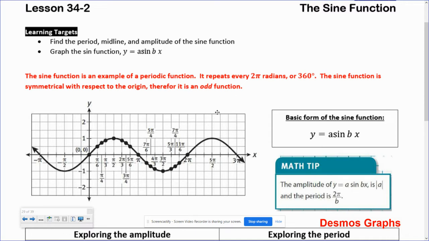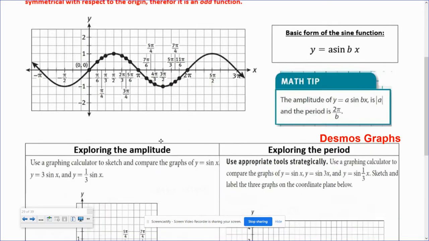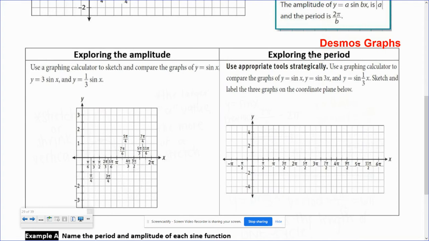We're not going to talk too much about even or odd, but what we do need to know is the basic form for the sine function, where it's y equals a sine of bx. Now remember, a, the number in front, is going to be your amplitude. The amplitude is how high up and down the graph goes. And then to find the period, how long it takes for the function to repeat, we're going to take 2 pi and divide it by the b value, the coefficient in front of x. All right, so let's look at how we can explore the amplitude and the period.